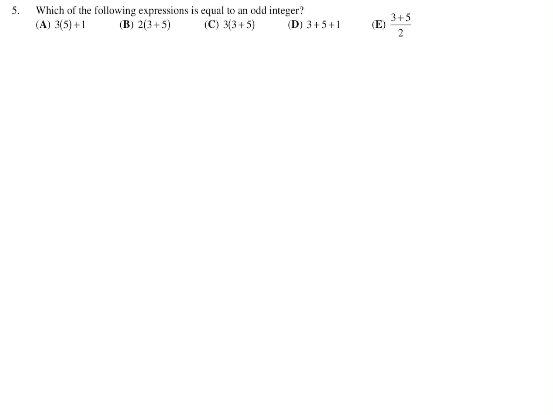Which of the following expressions is equal to an odd integer? The first one is 3 times 5, 15, plus 1, 16. The second one is 2 times 8, 16. Third one is 3 times 8, 24. The next one is 9, and the last one is 4. So of these, which one is odd? It's 9. So the answer to number 5 is D.